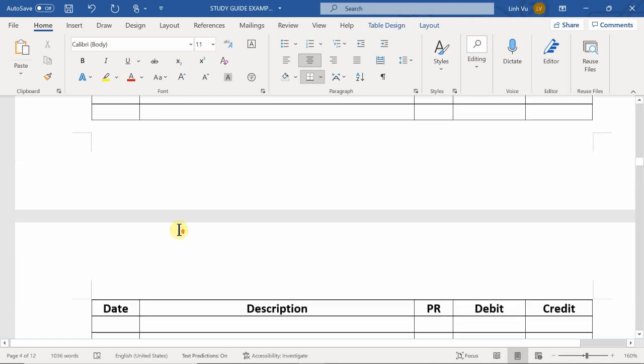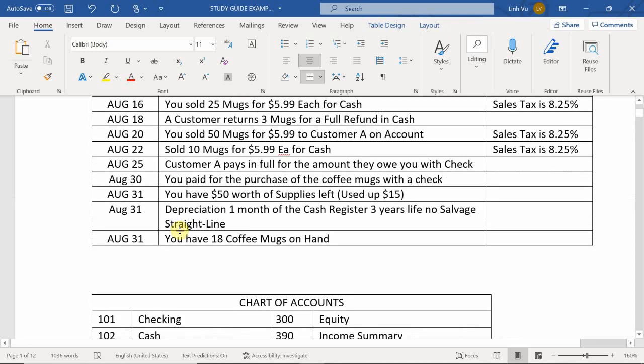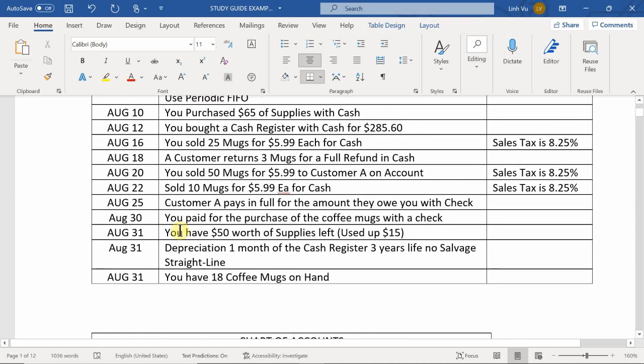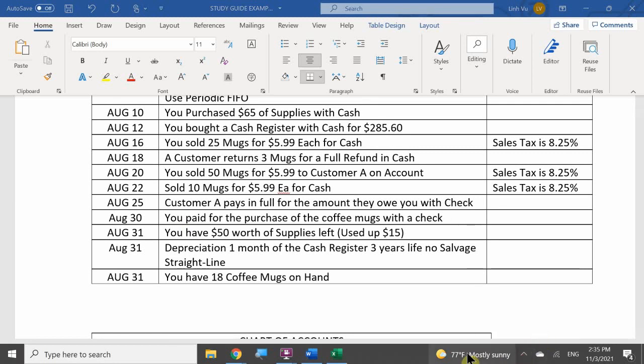All right. So now the journal. Let's see. Nothing to pay. Okay. So here we have on the 25th, customer A pays in full the amount they owe with a check. Okay. We have a cash register. We have a register to write the check or no? That's all. We have registered the check.